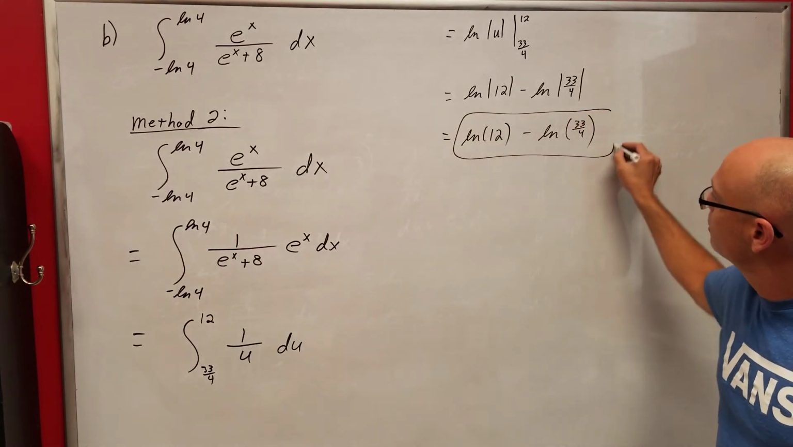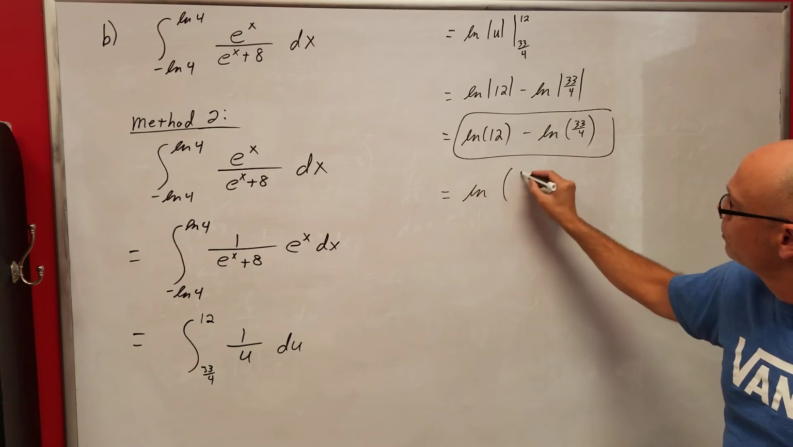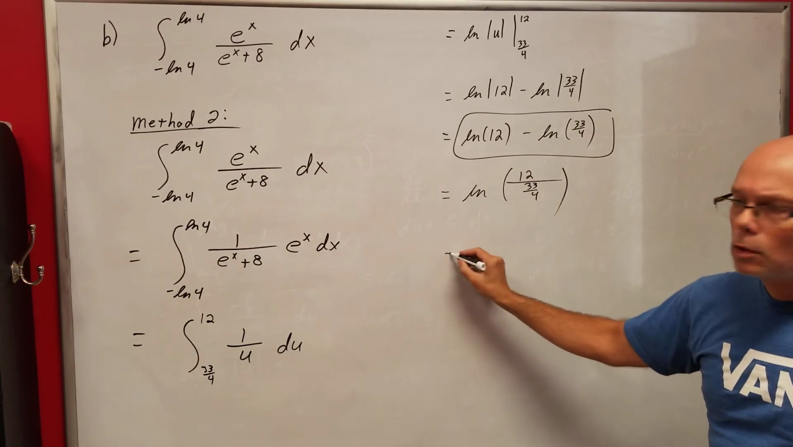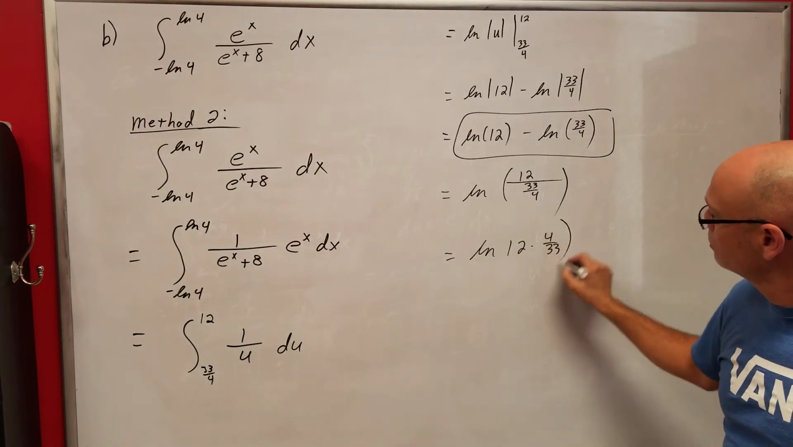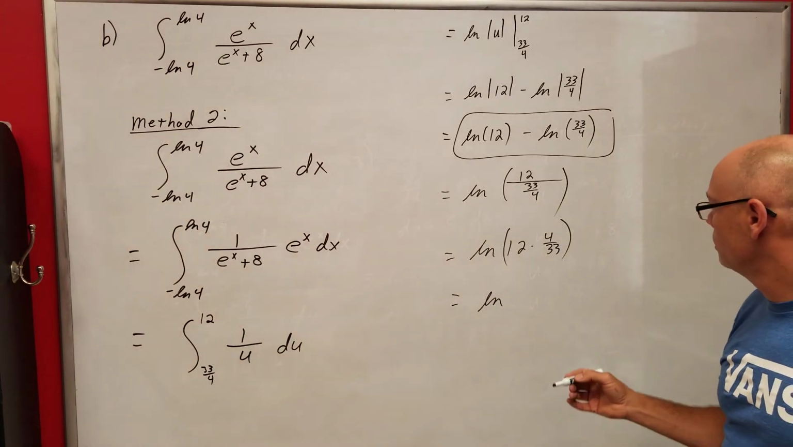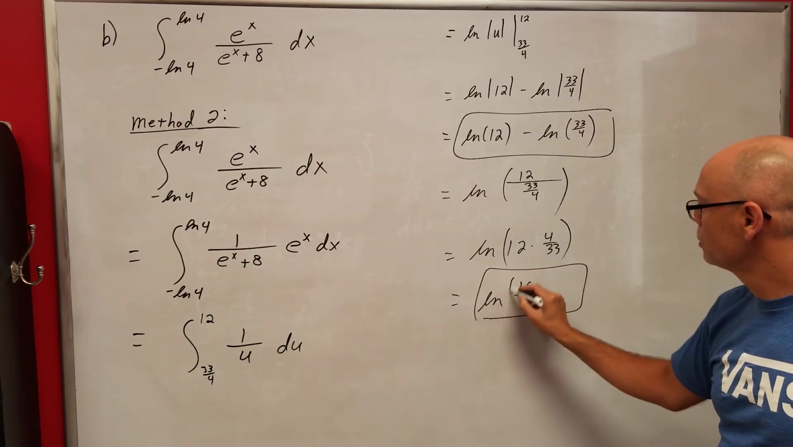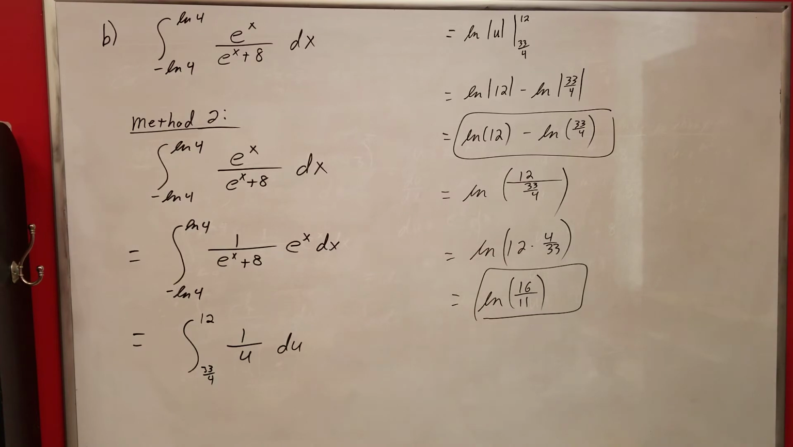This would be fine. What's the other way we said we could write this? Natural log of 12 divided by 33 over 4, which is natural log of 12 times 4 over 33, which we said was the natural log of what? 16 over 11. Natural log of 16 over 11. As you can see, you get the same thing again.